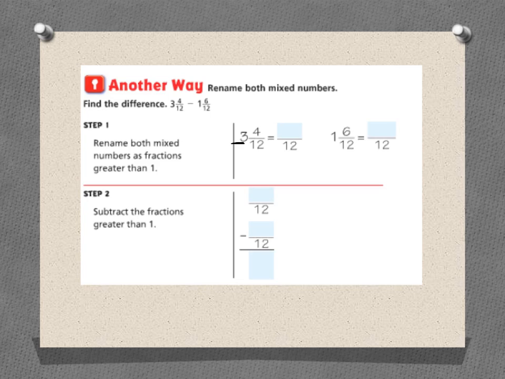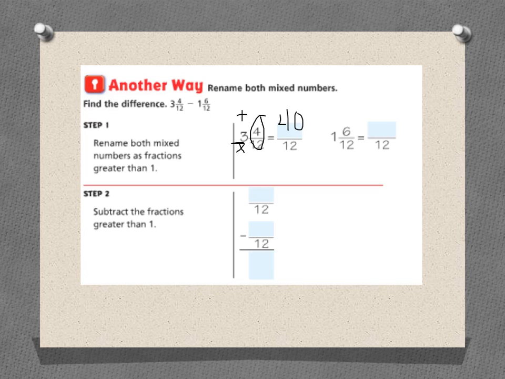3 times 12. So 3 times 12 is 36, right? But I also have the 4/12 that I started with. So 36 plus 4 is 40/12. And your parents are probably showing you this right now.